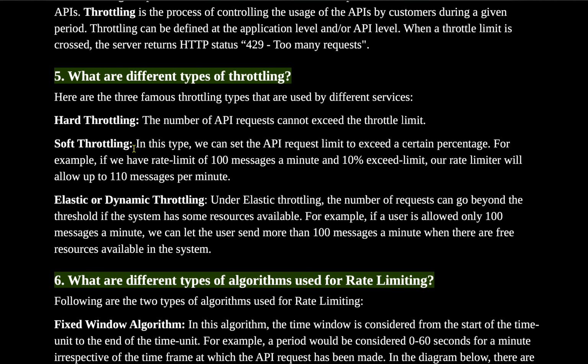There is soft throttling. In this type, we can set an API request limit to exceed by a certain percentage. For example, if we have a rate limit of 100 messages a minute and a 10% exceed limit, our rate limiter will allow up to 110 messages per minute.